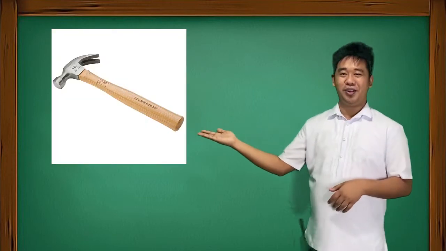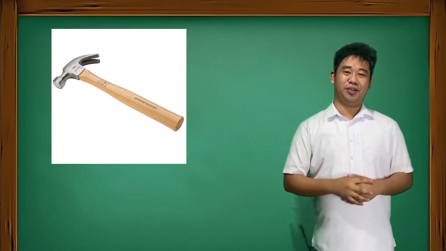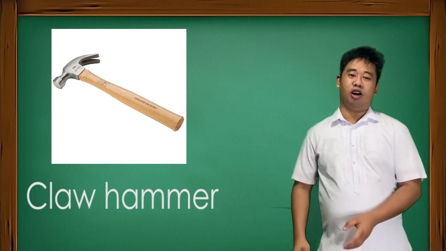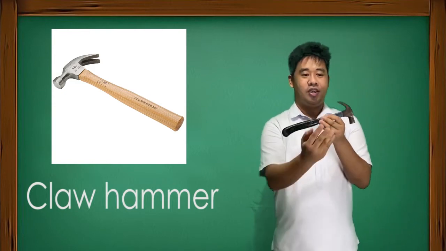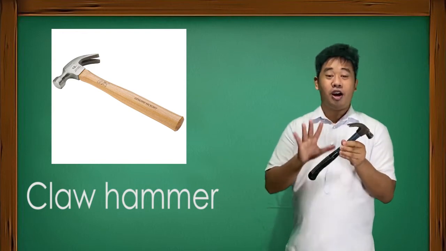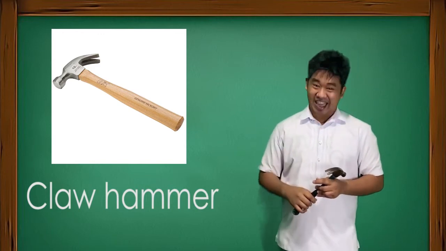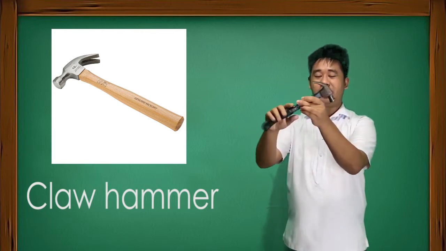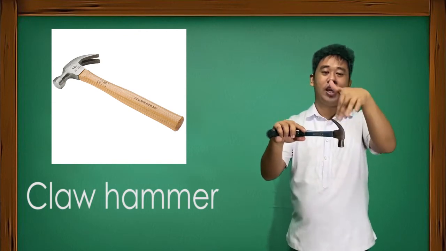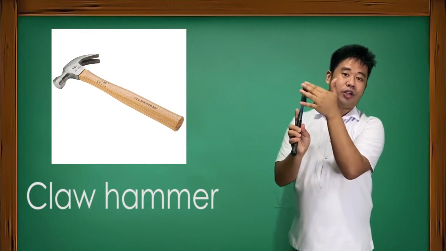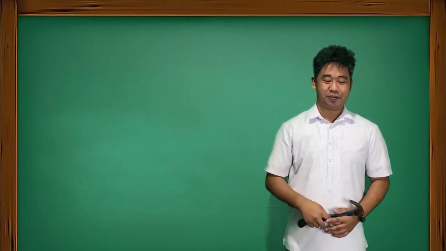What about this one? What do you call this one? Yes, MK? Great! This one is what we call the claw hammer. I have here an actual claw hammer. What is the function of the claw hammer? Yes, Jelly. Very good. The claw hammer is a type of driving tool used to drive and to pull out nails. It has two major parts, the handle and the head. The claw part of the claw hammer is used for pulling out nails. What about the face part of the claw hammer? It is used to drive in nails. Is that clear? Very good.